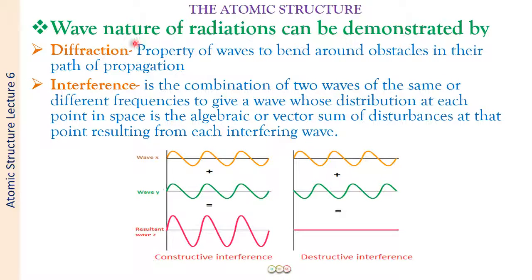I hope both terms are clear to you: what is diffraction and what is interference. You will understand them more when you study physics. For me, basically, you have to understand that electromagnetic waves have a wave nature. The radiations have a wave nature, and this is shown by two phenomena, diffraction and interference.